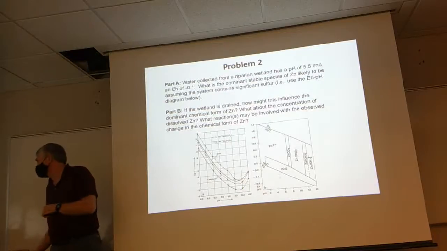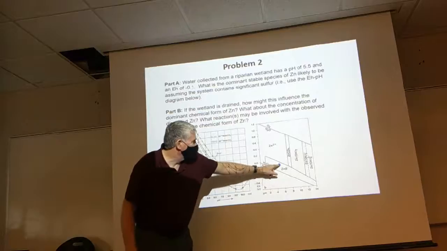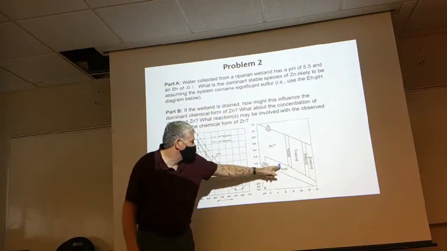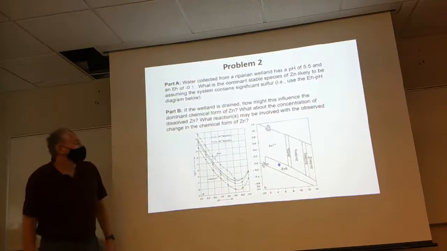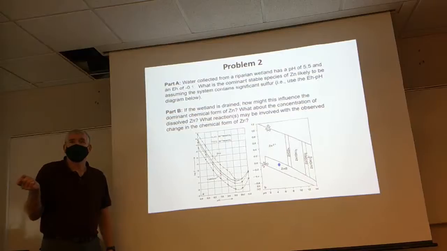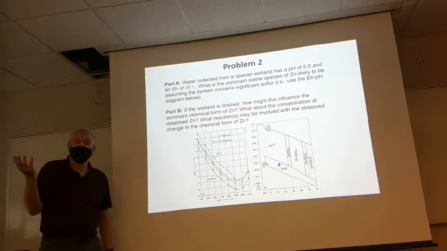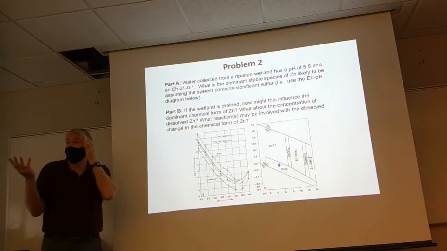So we're just going to plot that point on here. It's like Charles was mentioning, and that's where it comes out. So about 5, minus 1, and it plots in the zinc sulfide. So how's it going to exist in that system? It's going to occur as zinc sulfide, which is a solid, right?